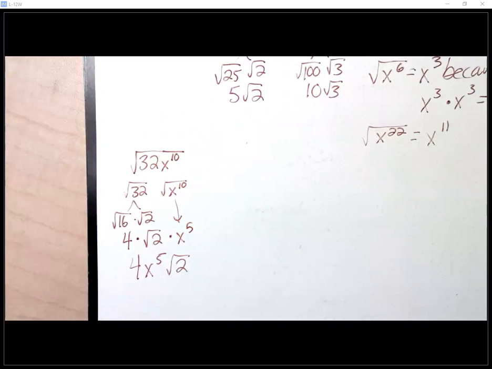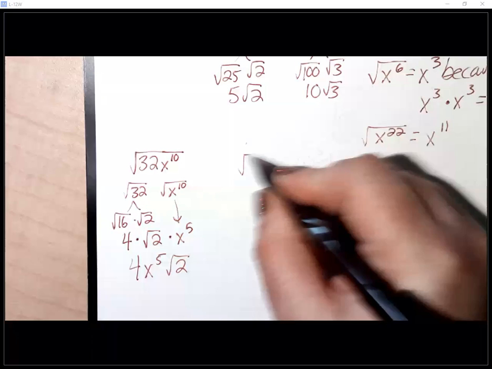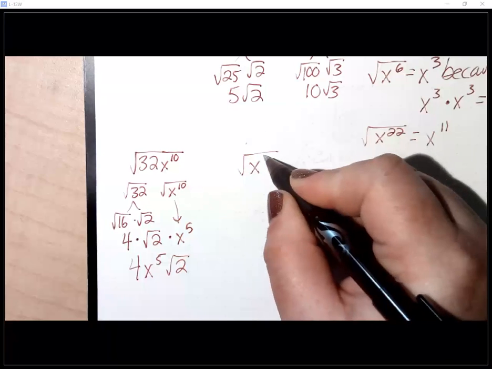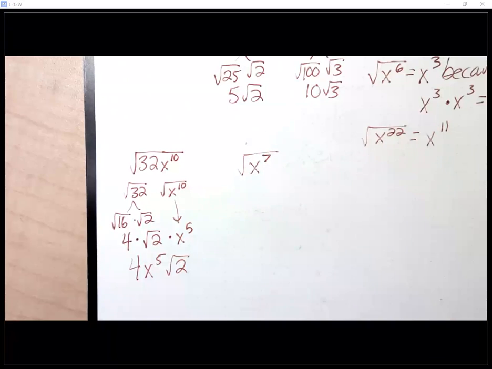What happens when I want you to take the square root of something like x to the 7th? Well, now what? That's not a perfect square anymore. I can't just cut it in half. Ethan? Exactly. Just like when it was a number, I want the largest perfect square that goes into this.